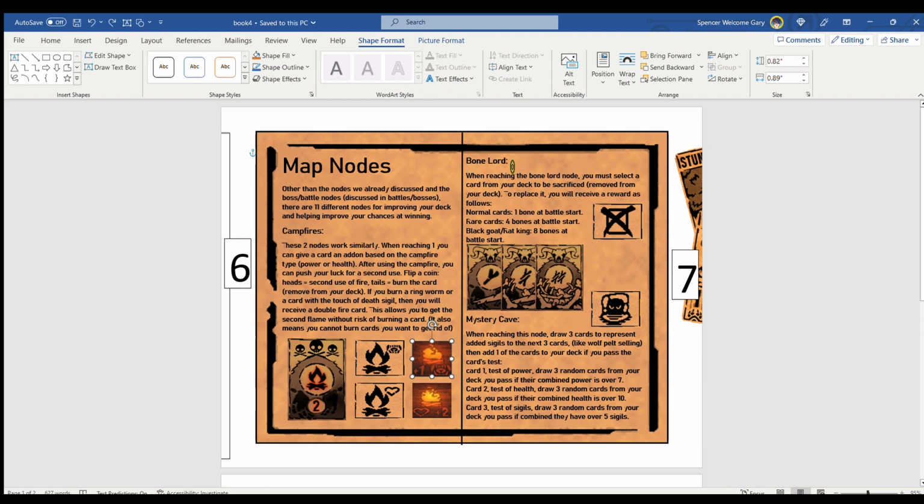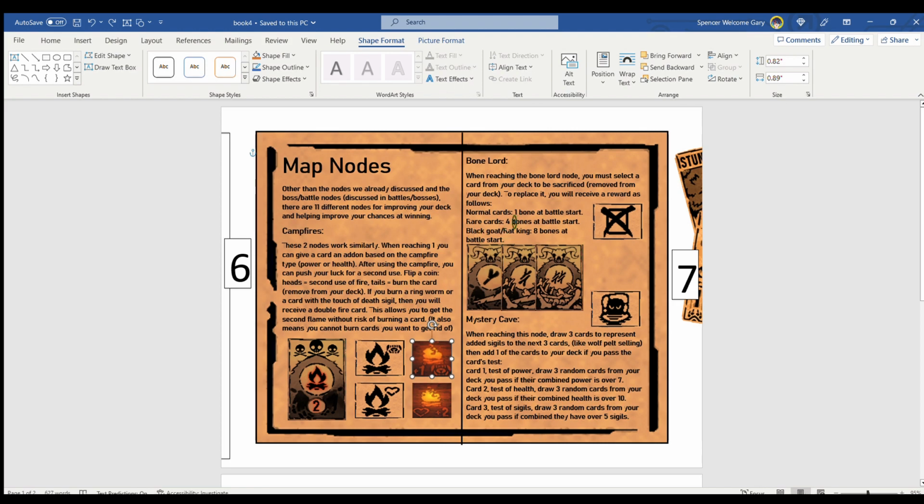Next, we've got the Bone Lord. When reaching the Bone Lord node, you must select a card from your deck to be sacrificed, removed from your deck, and receive a reward as follows. If you sacrifice a normal card, you get 1 bone at the battle start, which is this card. It shows you get 1 bone at the beginning of every battle.